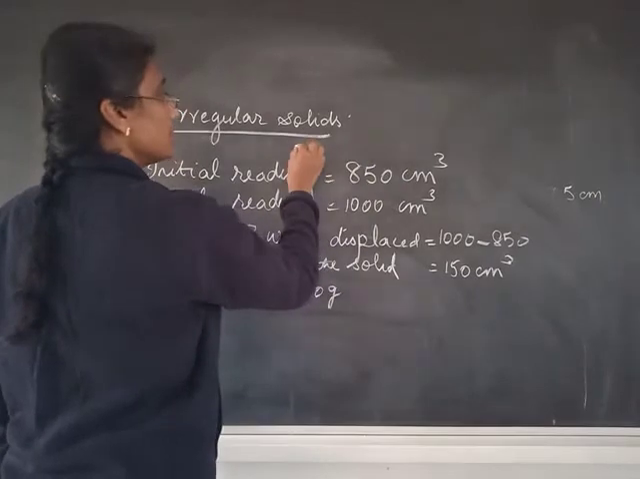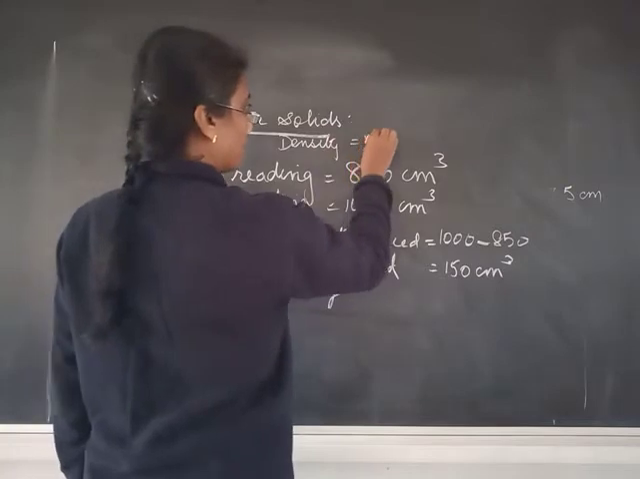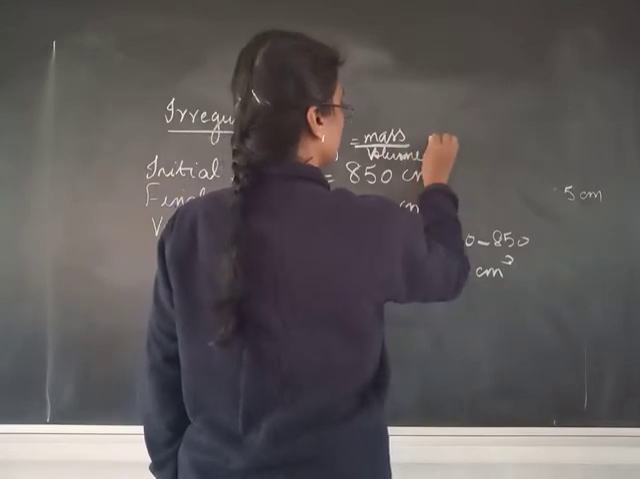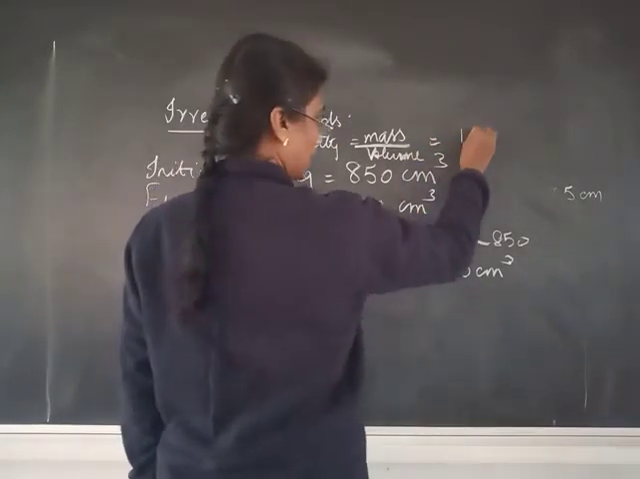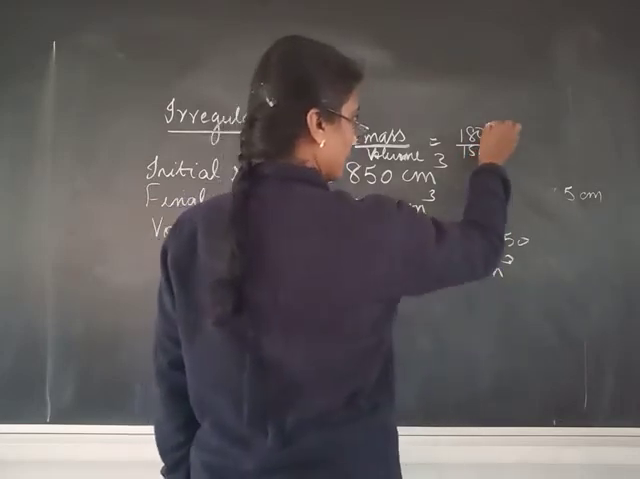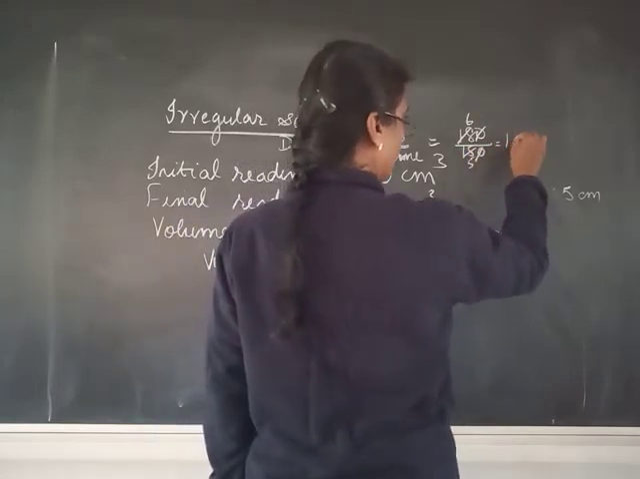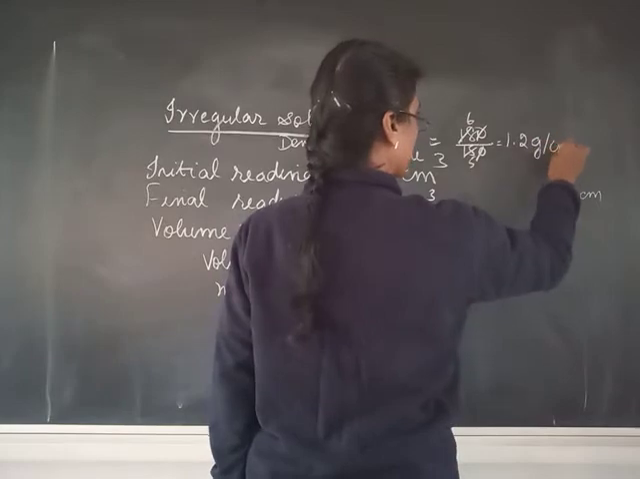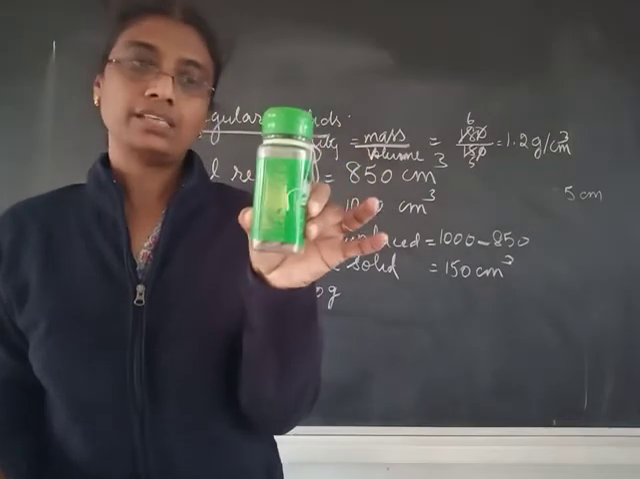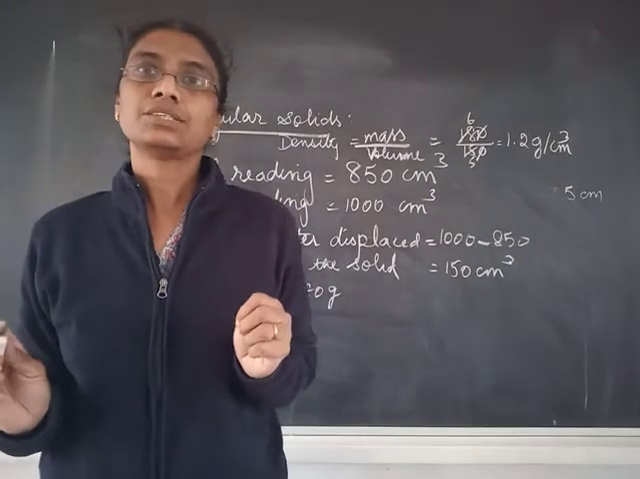So density will be mass upon volume, which is equal to 180 gram upon 150 centimeter cubed. So 6 upon 5, that will be 1.2 gram per centimeter cubed. So the density of this body, it's a glass bottle, is 1.2 gram per centimeter cubed.